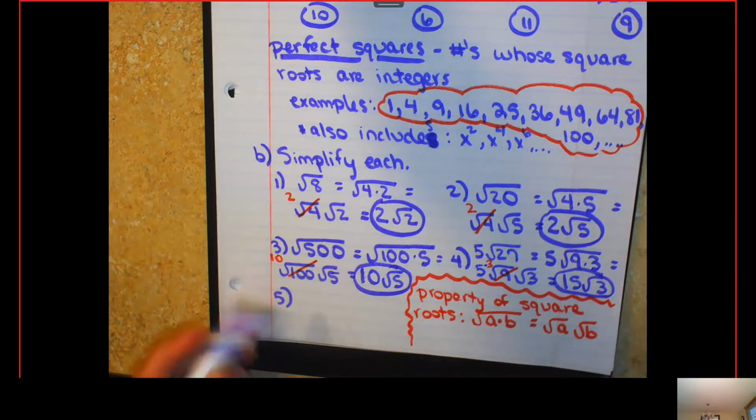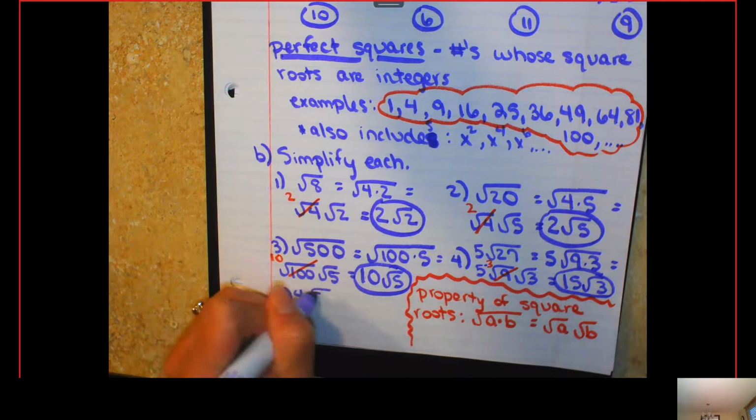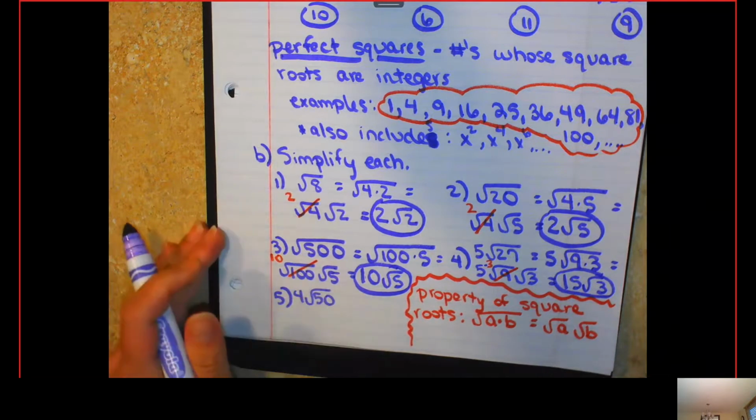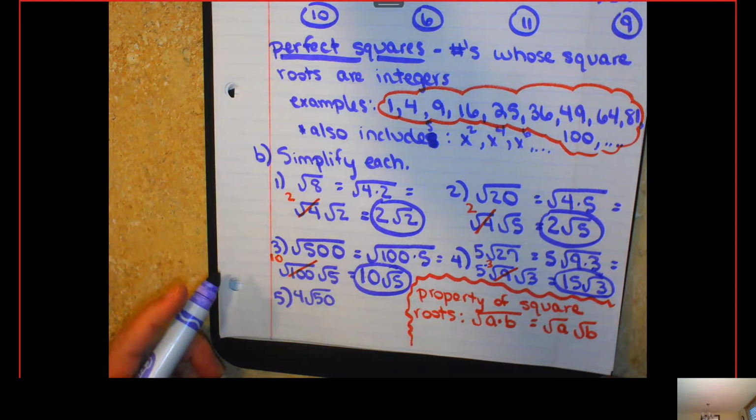One more just like that. Can you write, for example, 5 for radical 50? If I'm going too quick, make sure you pause your video so that way you have time to write everything down.